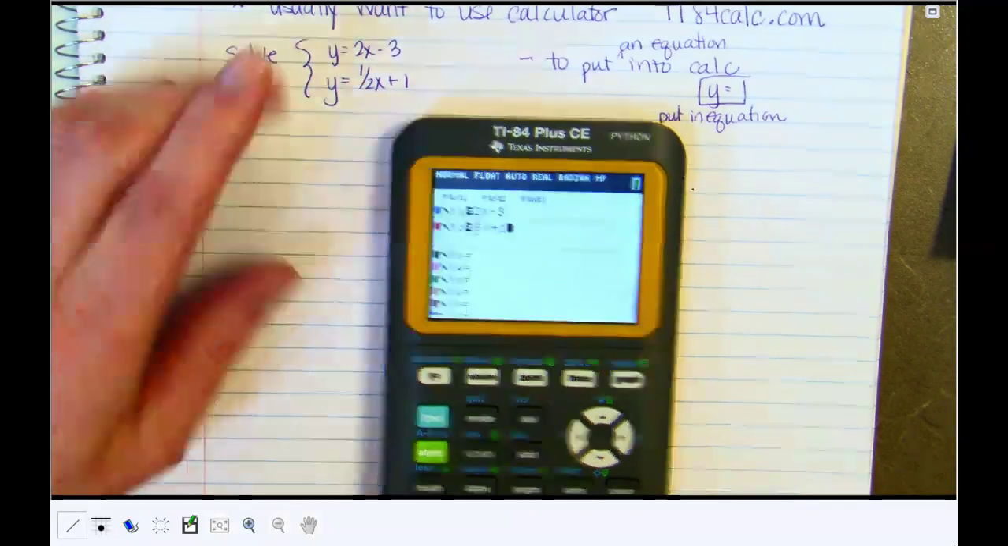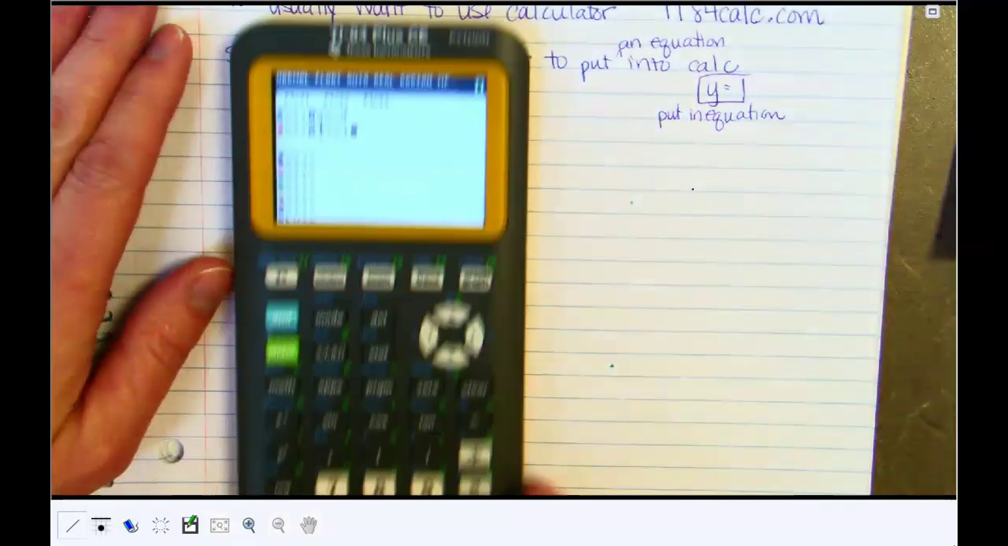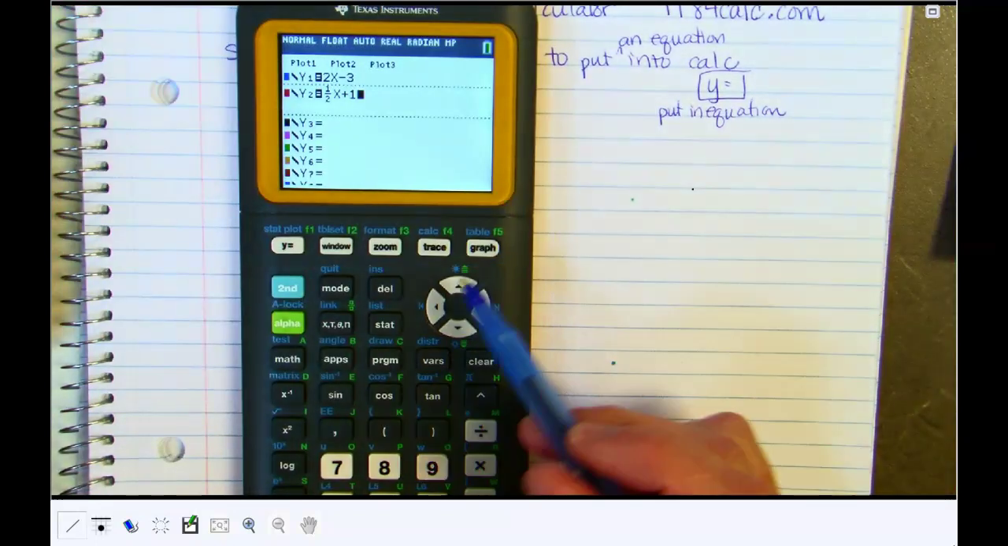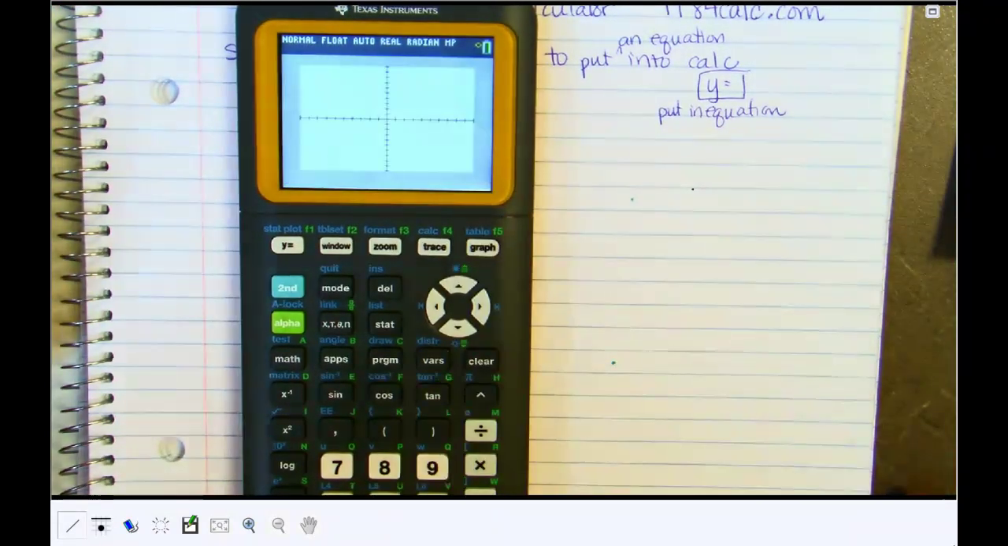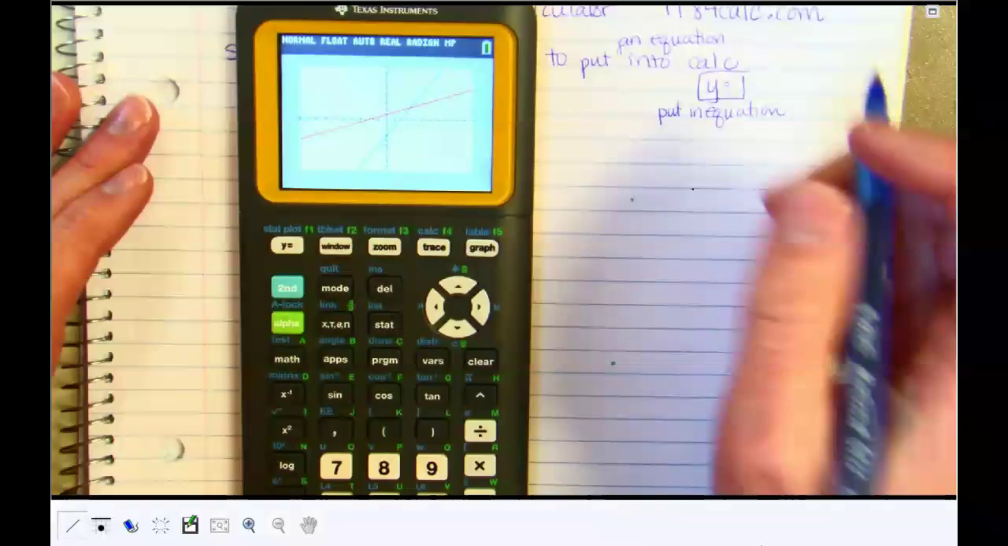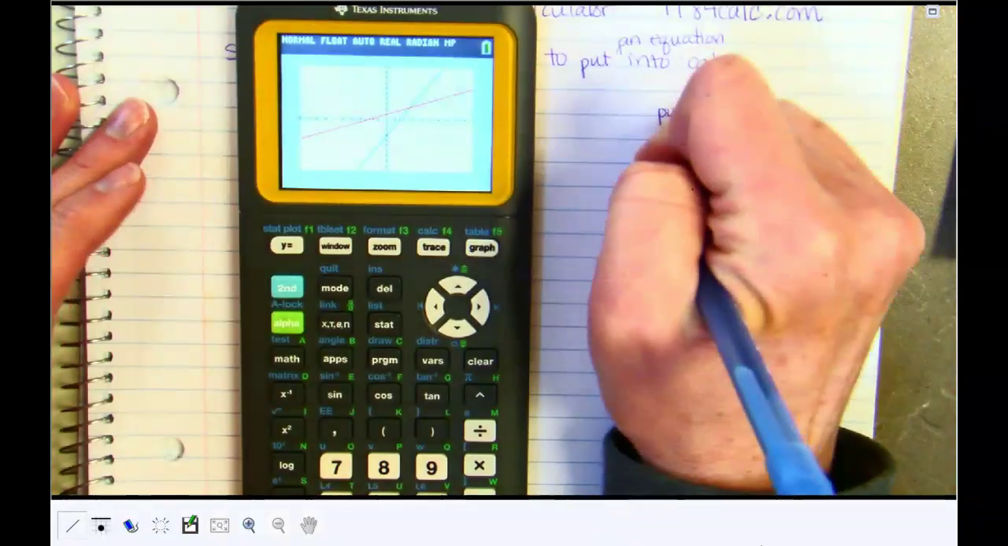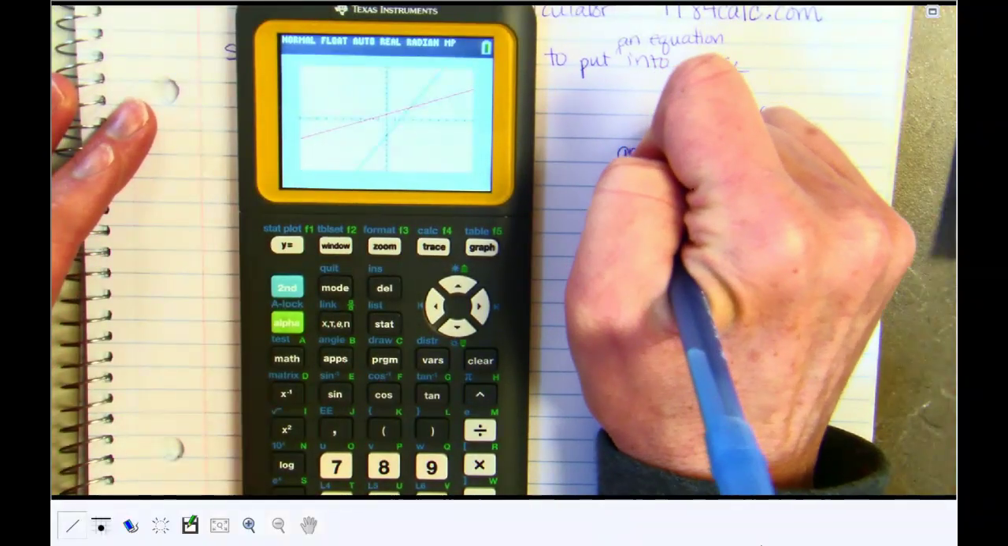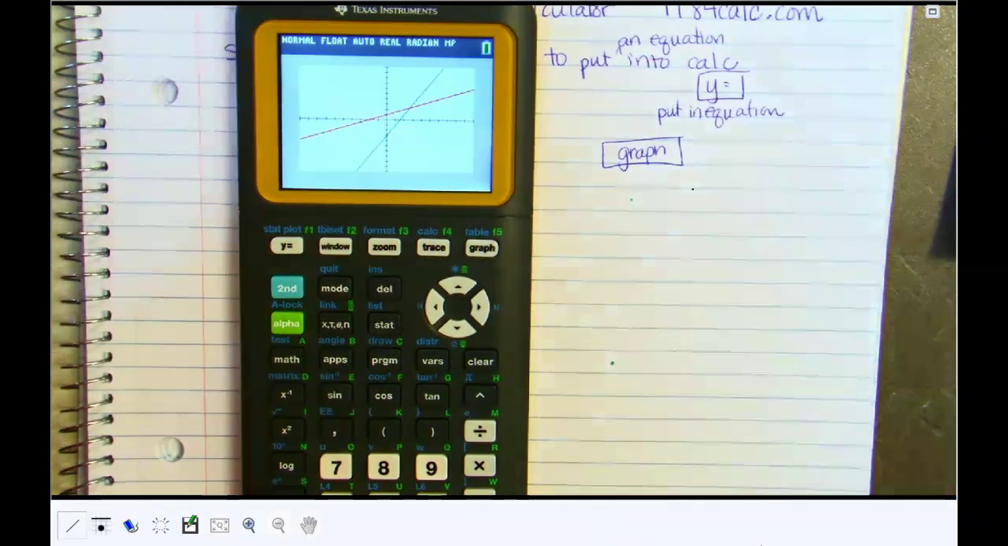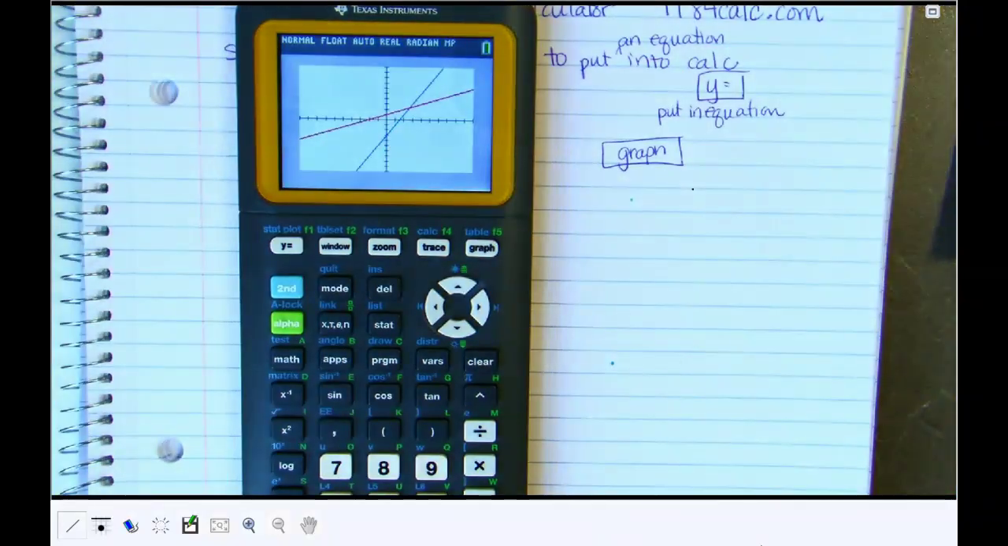Okay, so what we're going to do, if you just want a graph, you're going to hit graph. We've put equations in here before, when we were doing other stuff. If you hit graph, which is the far right button, it will bring you up to a graph, and you should see your 2 lines. There are some times when you won't see the 2, but you should mostly see them.